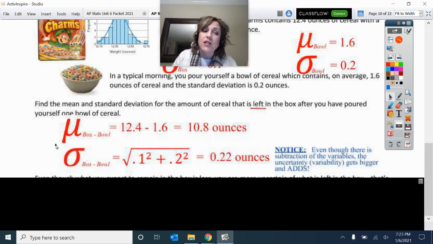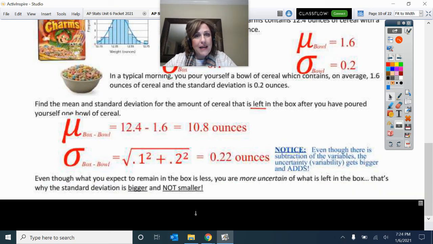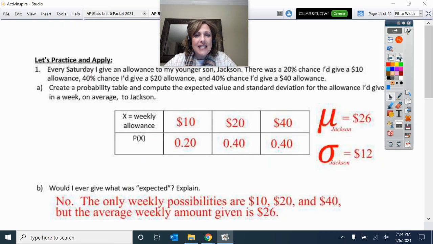So, subtracting the box minus the bowl, it is the box standard deviation squared plus the bowl standard deviation squared, and then square root that. So see, look, my uncertainty increased even though I was subtracting box minus the bowl. So there is my way to help you remember and understand why that variability gets larger, even if you're subtracting. All right. So that was the main idea there. Okay, so that is the lesson part.